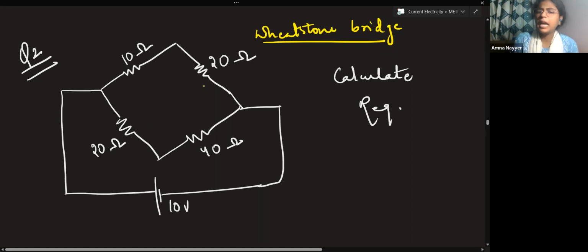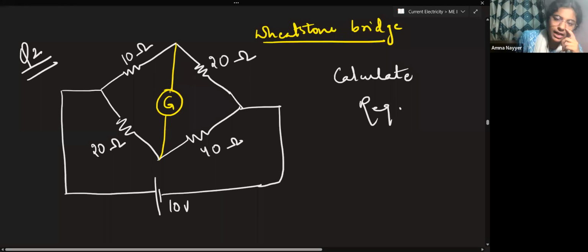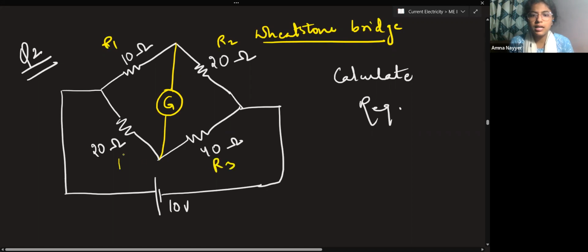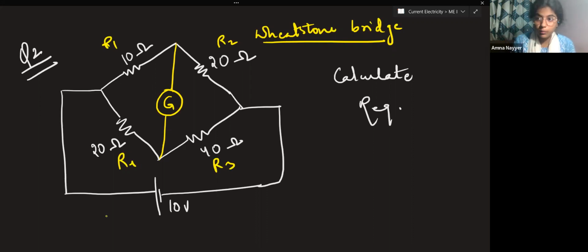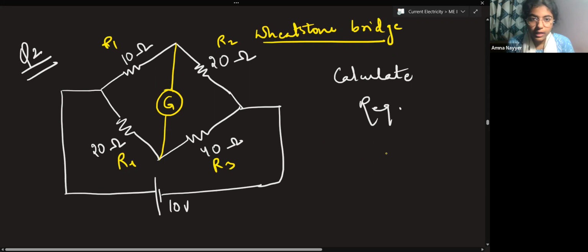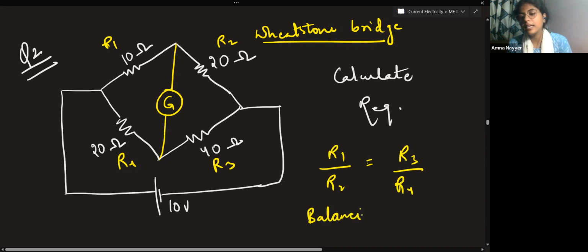Right now this is a normal circuit. How will it be a Wheatstone bridge? If a galvanometer or any device has been connected in the middle. Fine. So this arrangement is known as Wheatstone bridge. Let's say this is R1, this is R2, this is R3, this is R4. Remember class, we'll be proving this also. And if it is an unbalanced Wheatstone bridge, then we'll see the question this way. So now, if R1 divided by R2 is equal to R3 divided by R4, then we call it a balancing condition.